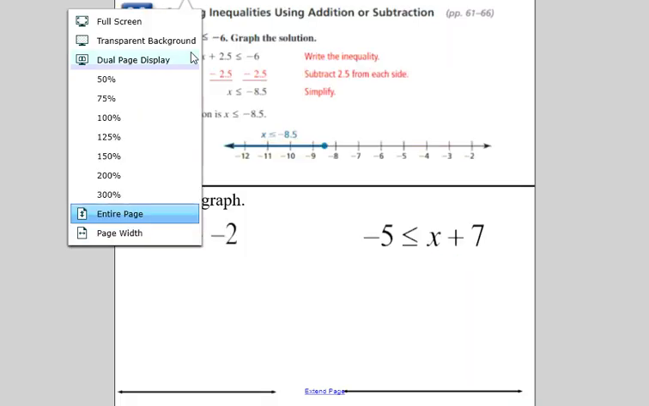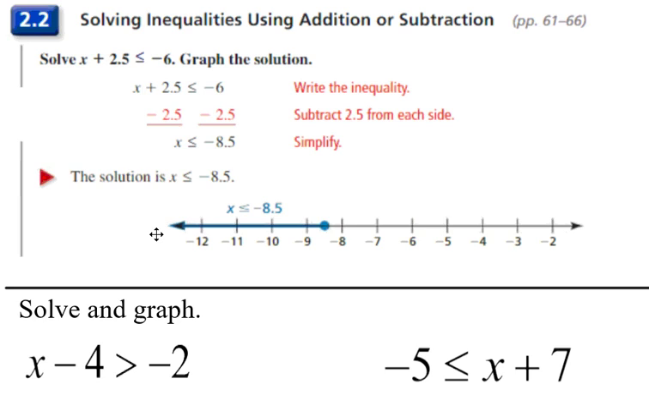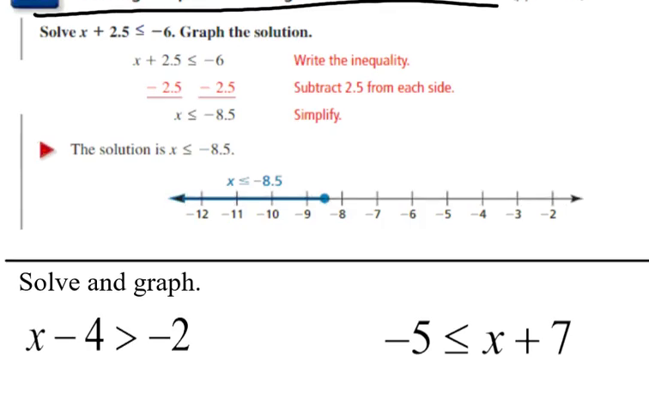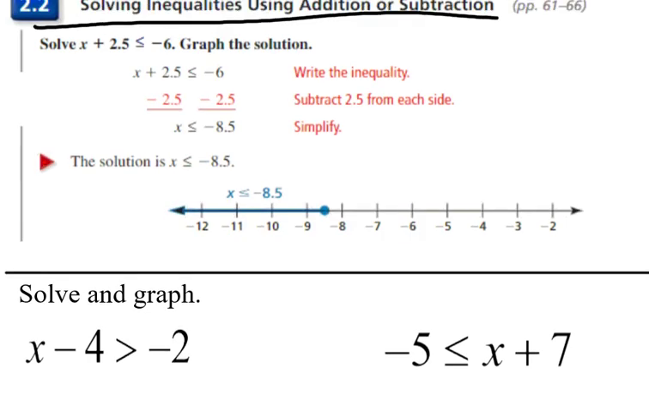Next section, 2.2, was on solving one-step inequalities using addition and subtraction and then graphing it. So these are one step using addition and subtraction. So at the top of your second section, you would write 2.2, solve inequalities using addition and subtraction. That's what you would title it, so that if you see any question on the test about solving inequalities with addition and subtraction, you've got two examples to go off of.